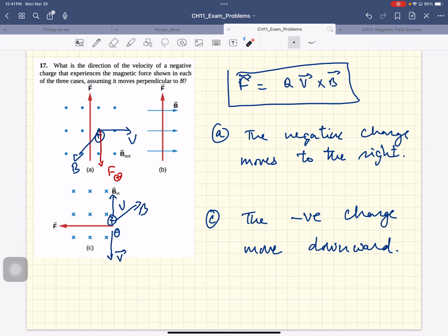Wouldn't the negative charge move to the left of the part? Well, the force on the positive charge is in this direction. So if the charge is negative, the force will be in the opposite direction. And you guys try and figure out B.